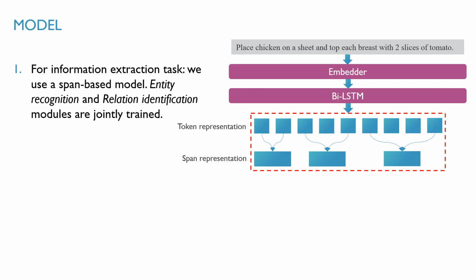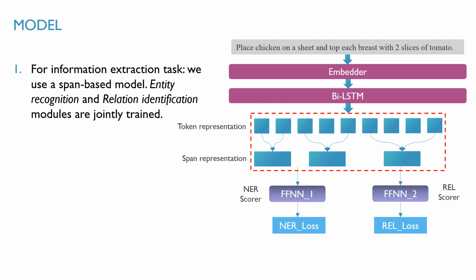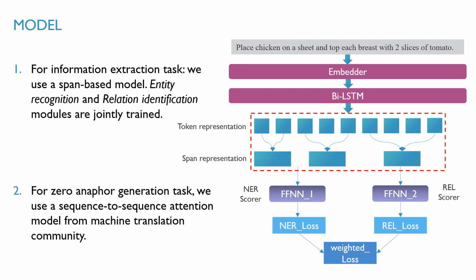By concatenating the start and end point of each span, that is enumerated from the sentence, we obtain the span representations. Then we pass the span representations into two independent feed-forward networks, which compute scores of entity recognition and relation identification, respectively. The training objective is a weighted sum of the two losses. For the second task, regarding the zero anaphora, we use a sequence-to-sequence attention model to generate phrases of the missing objects.